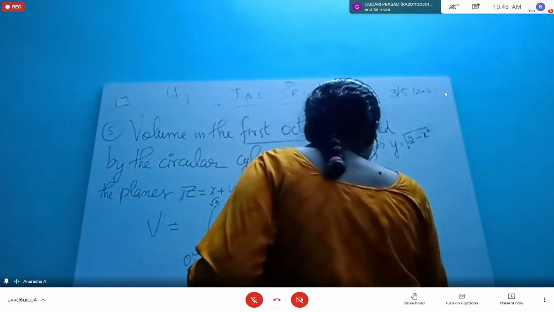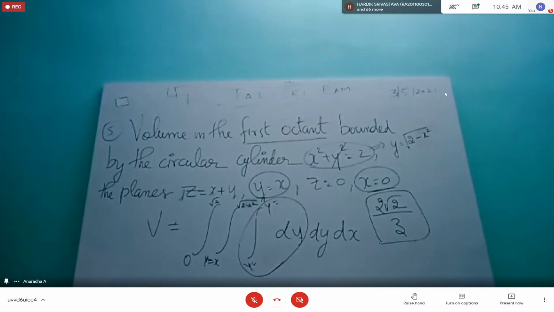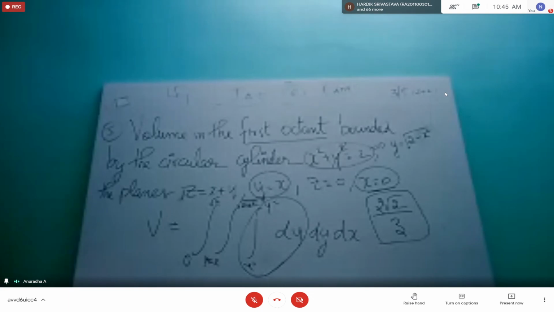This sum they have done using polar coordinates, in a simpler manner. Am I having the correct sum? Yeah, x square plus y square equal to 2. Yeah, I'm having the correct sum. I have made a mistake in the limits. All the other things are correct. The outer limit is wrong.